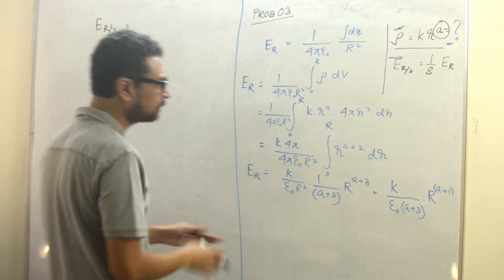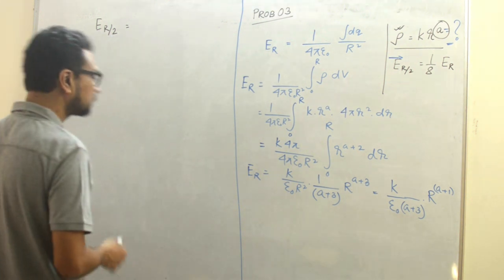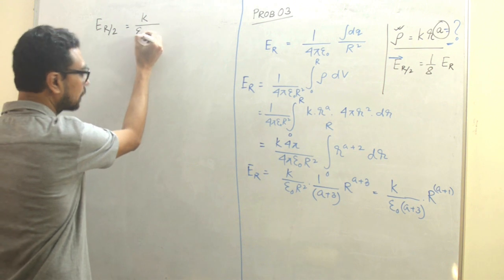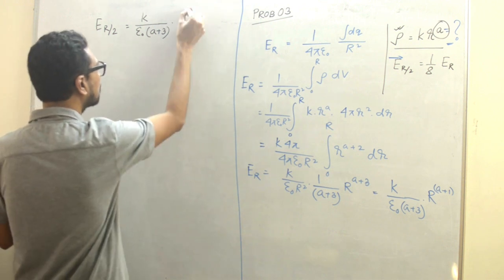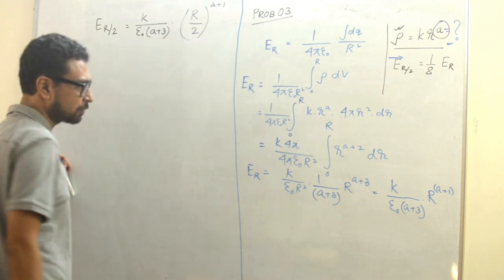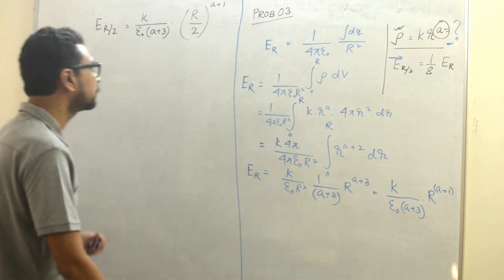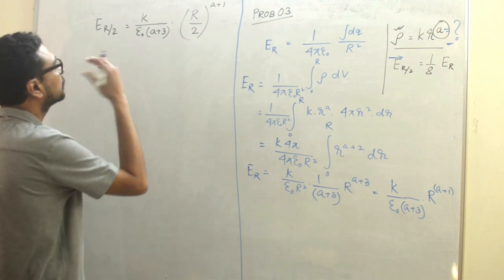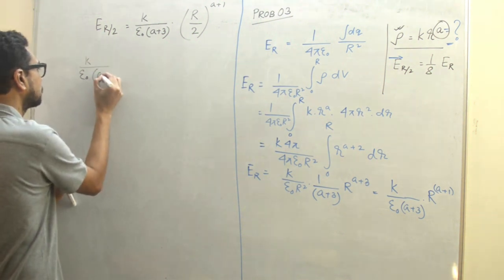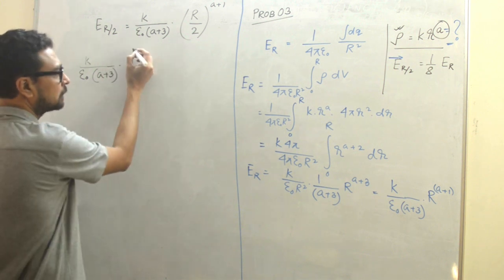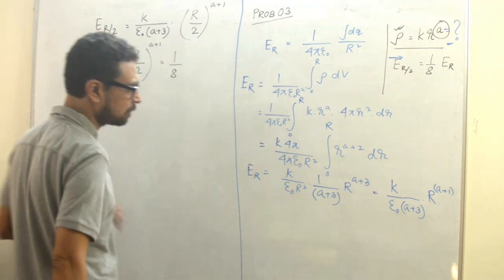Now what I can do, we have this expression already where we have integrated and found the solution. So easily we can understand that this expression will lead us to the same thing, but with one additional part: this will now become r by 2 to the power a plus 1. So this is what we are fetching from this calculation. We are not redoing the calculation. Can you follow me? Because we have a shortage of time. They have given that E at R by 2 is 1 by 8 times E at R.